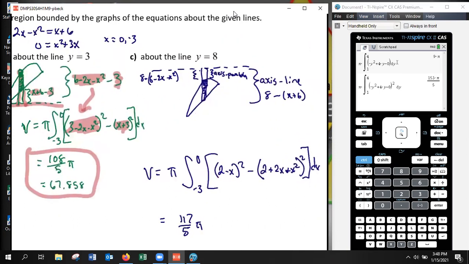This one is a little bit more fun because the axis is above the region that we're revolving. The axis is above the region that we're revolving. This time, for the outer radius, it's the axis minus the line. So my outer radius is that big one, axis minus the line, so 8 minus x plus 6. The inner radius is what we see here, which is the axis minus the parabola. So outer radius simplifies to 2 minus x. That's what this one is. So pi capital R squared minus pi little r squared. Throw it in the calculator to get the answer.